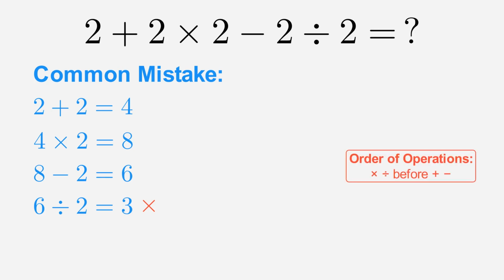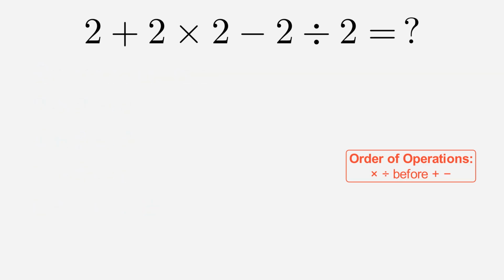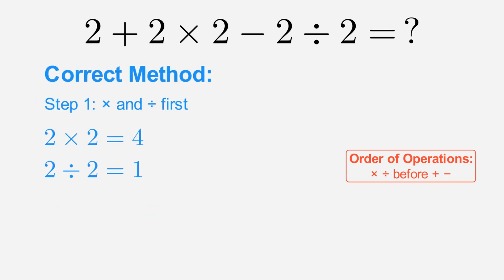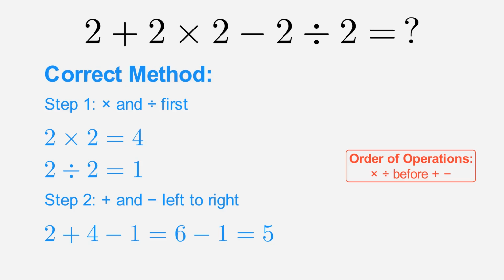Here's what you forgot. Multiplication and division come before addition and subtraction, so you need to handle those first, then do the rest. Let's break it down. 2 times 2 is 4, 2 divided by 2 is 1. Now the equation is 2 plus 4 minus 1. 2 plus 4 is 6, 6 minus 1 is 5. The answer is 5. Not 3, not 4, 5.